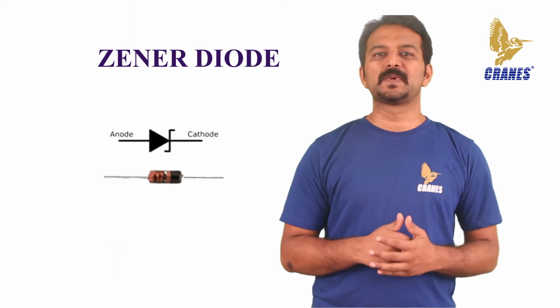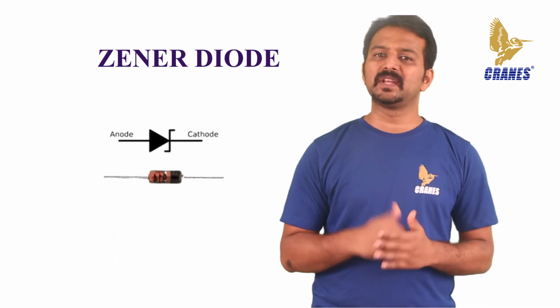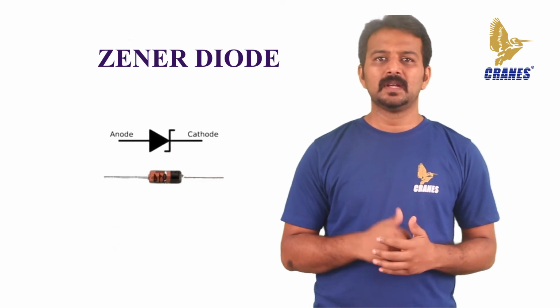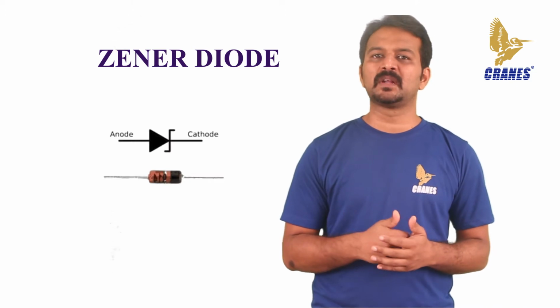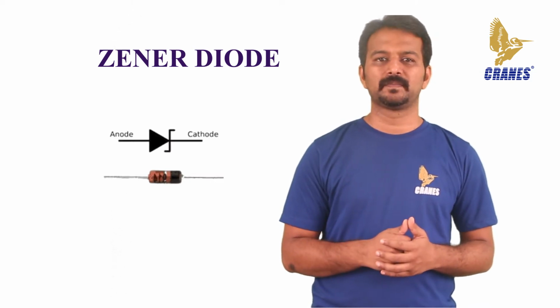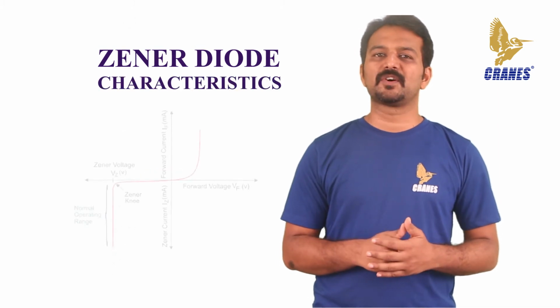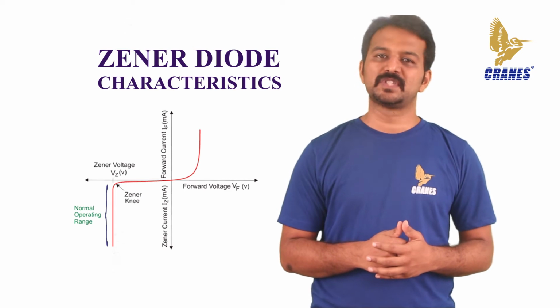A Zener diode is a specially designed, highly doped PN junction diode which is normally operated in the reverse bias condition. The Zener diode circuit is nothing but a diode connected in reverse bias position in the circuit. Now let's look at the characteristics of a Zener diode.